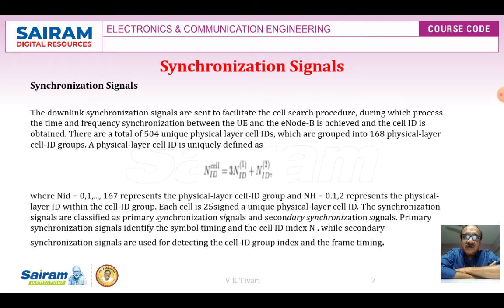Each cell is assigned a unique physical layer ID, and synchronization signals are classified as primary synchronization signals and secondary synchronization signals. The primary synchronization signal identifies symbol timing and the cell ID index N_ID(2), while the secondary synchronization signals are used for detecting the cell ID group index and frame timing.